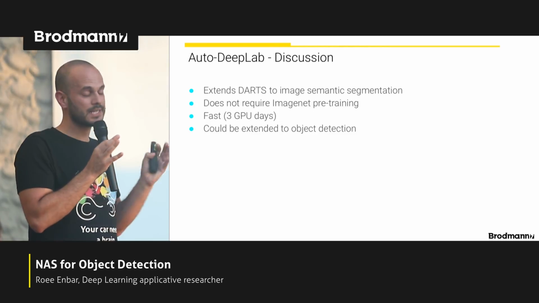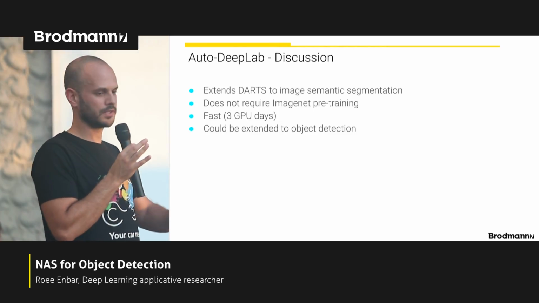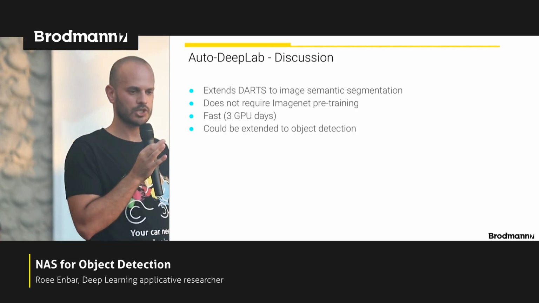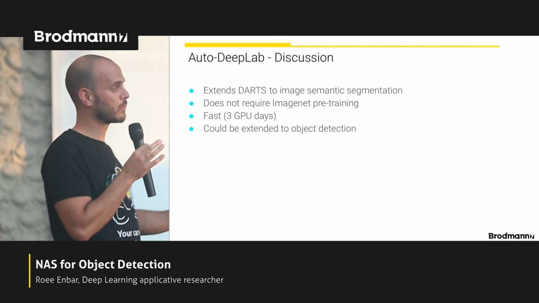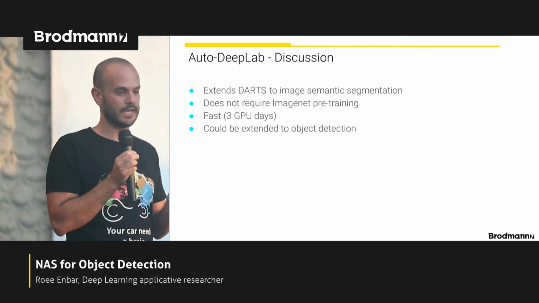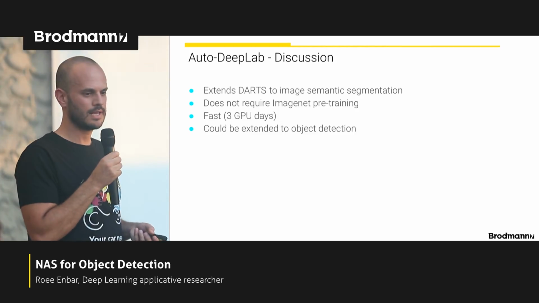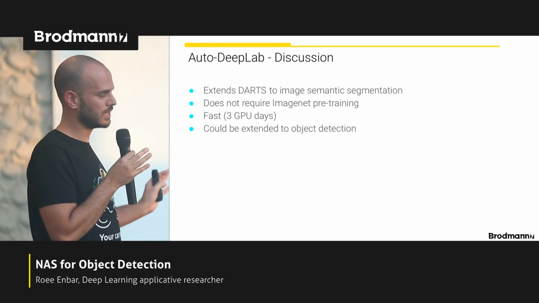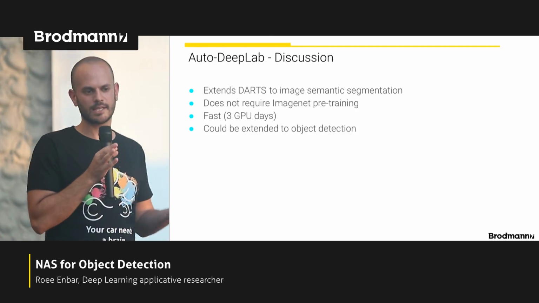So what they basically did is they extended DARTS, or the gradient-based method, to image segmentation. They do not require ImageNet pre-training. It's pretty fast. It takes only 3 GPU days to reach their conclusion. And it could be extended in many ways for other tasks, like object detection.